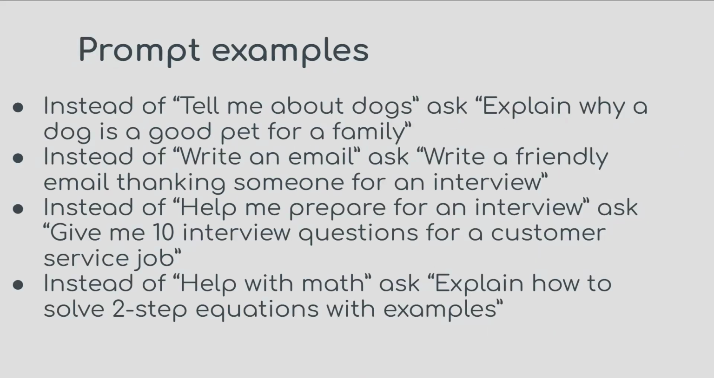Another example, instead of just a very simple prompt, such as write an email, you would want to give it more detail. Write a friendly email thanking someone for an interview. So the who would be whoever interviewed you. You're telling AI you're thanking someone for an interview. The what, write a friendly email. The why, because you're thanking someone for the interview. And the how, in an email. So instead of write an email, write a friendly email.